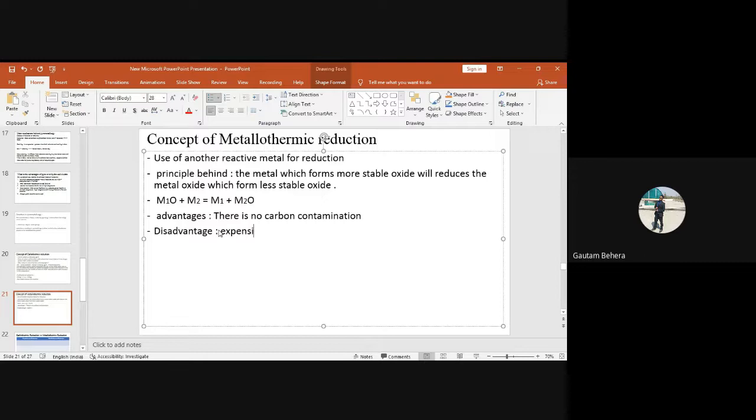Obviously, we have to sacrifice another reactive metal. The more reactive the metal, the more expensive it is. So it is an expensive process, and we do not prefer to do metallothermic reduction in industry. We prefer to do carbothermic reduction because carbon is easily available and cheap, right? Whereas metals are expensive, and reactive metals are more expensive, right? And we are sacrificing one metal because again it will form a metal oxide. Okay.